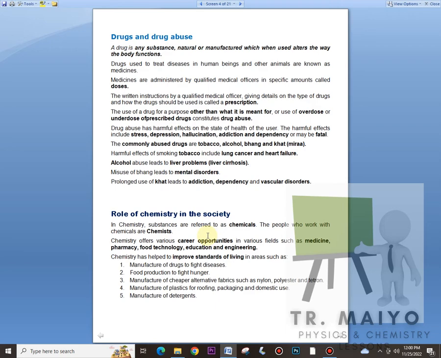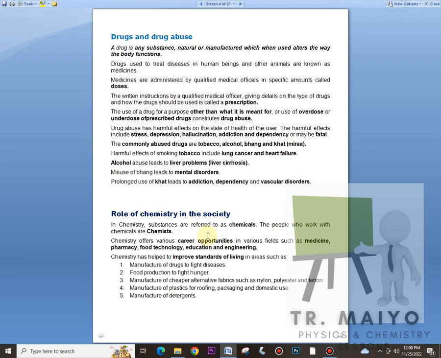So far, I've mentioned 3 terms: drug, medicine, then dose. And I'm still mentioning more. So ensure you know how to define the word drug, what's medicine, what's a dose. Dose or doses. Somebody else can talk of dosage, which is still okay.